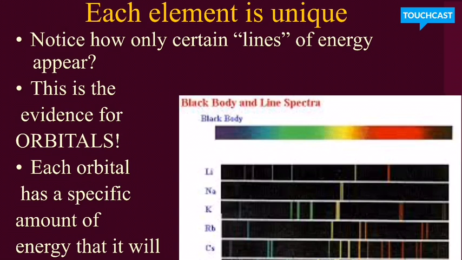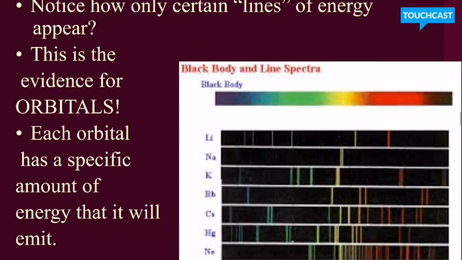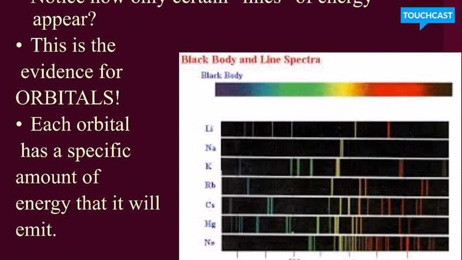So here's an example of a few elements that I have here. Notice how only certain lines appear? Remember how the sun was like a smooth rainbow? Well, these elements, they're not smooth. They are chunks, and they are called spectra. This is the evidence that supports the existence of these quanta, these specific pieces of energy that correspond to the electrons' orbitals.